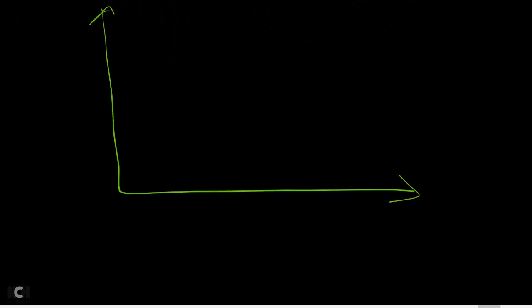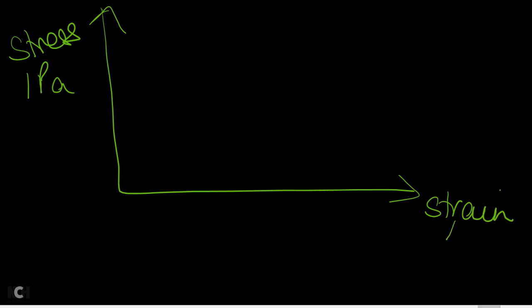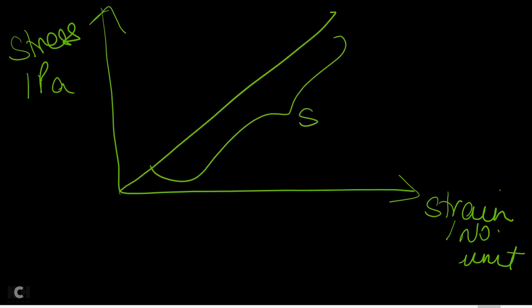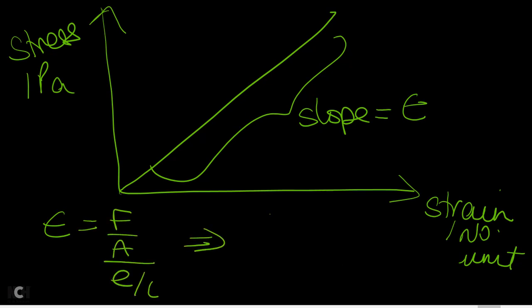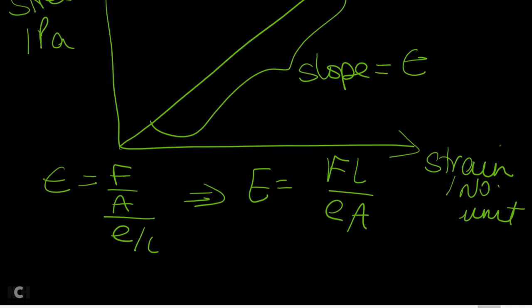Because we started off the lecture by talking about stress versus strain. So here, if I have a graph of stress versus strain, right, the gradient, no unit, right? The gradient, the slope of that graph, is equal to my Young's modulus. So therefore, if E is F over A divided by E over L, I could say that FL over EA is a final expression for the Young's modulus.